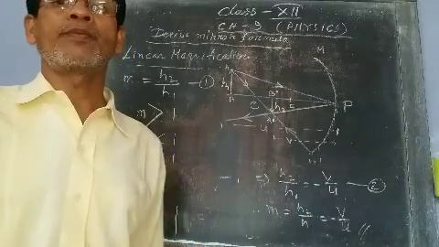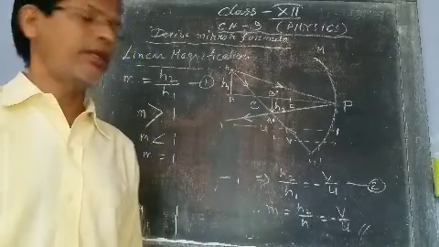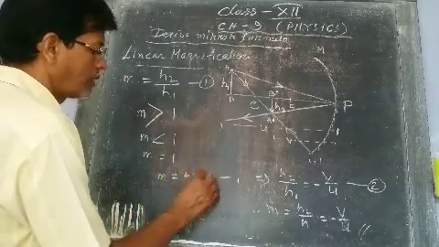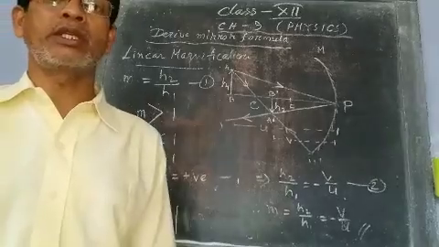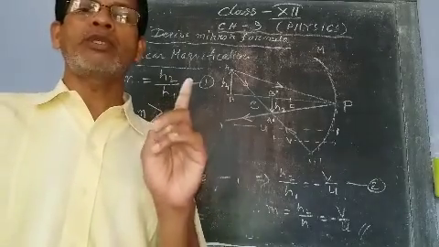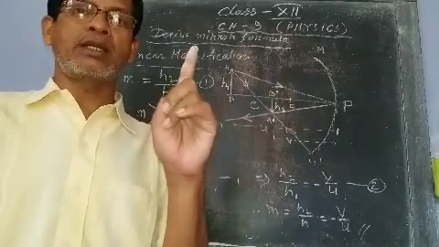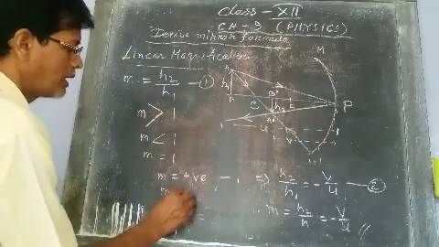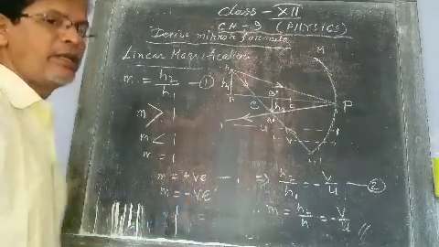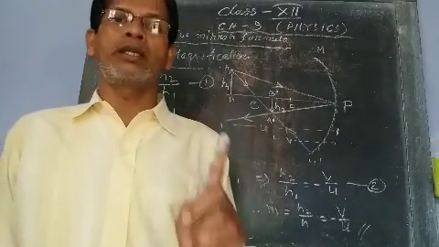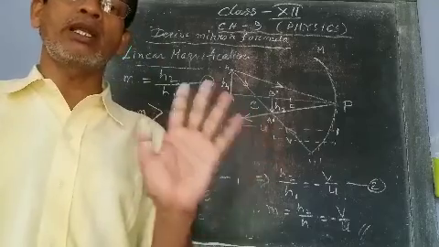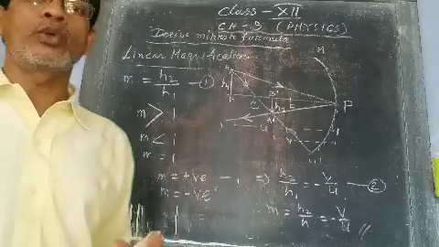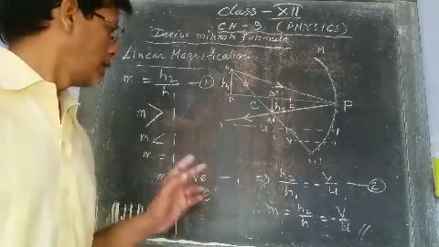Now question is, if M is positive and if M is negative. M is positive means this is the virtual image. Image will be virtual. Virtual means erect. And if M is negative, then image is real. This is in case of mirror and lens both. Everywhere this rule will be followed.